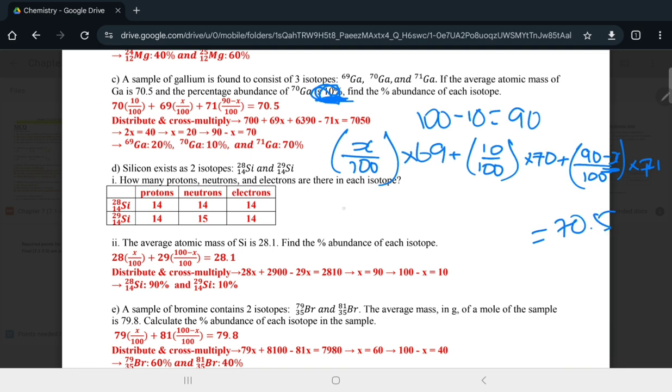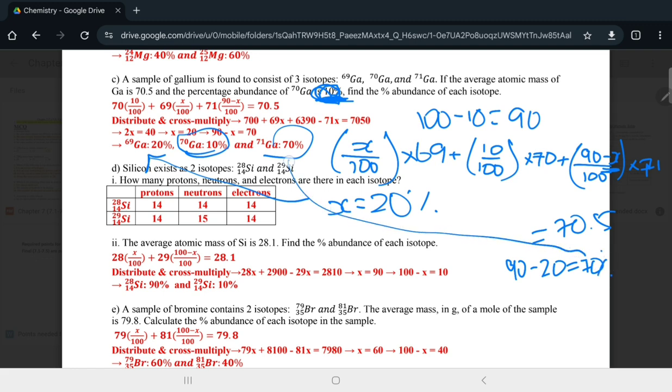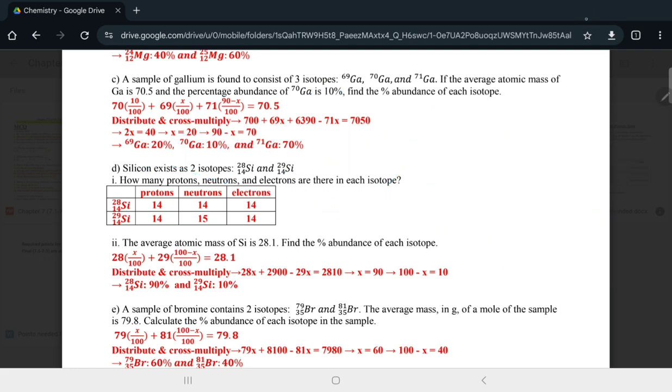Plug it into the calculator. You will get x is equal to 20%. So 20% for the first isotope, the second isotope is given, and the third isotope is not 100 minus 20, it's 90 minus 20, which will get you 70% for the third isotope.